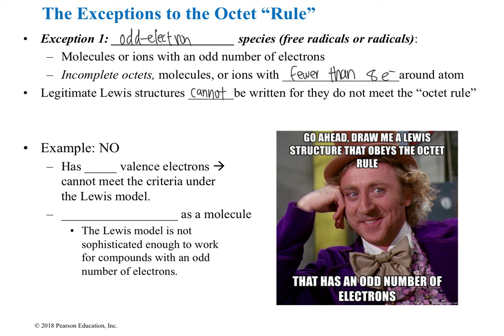I will never give you a Lewis structure to draw that would have odd electrons. So if I did, or if you count an odd number, then it's probably the wrong number of valence electrons, so you'll have to go back and check it. For example, nitrogen monoxide has 11 valence electrons, so we can't do that. This molecule does exist as a molecule, but like I said, Lewis is not sophisticated enough.